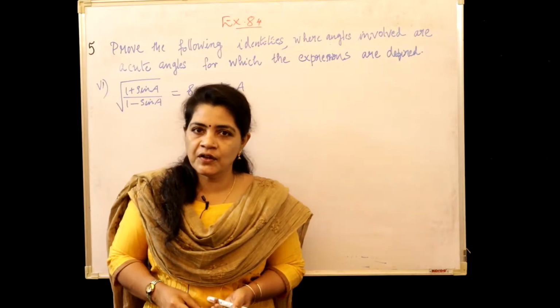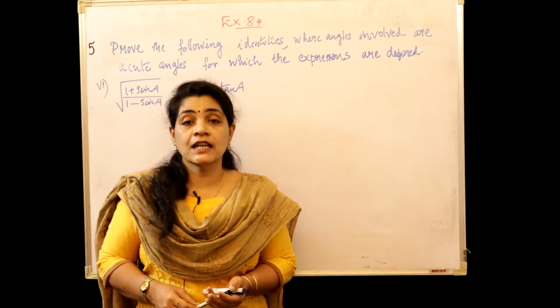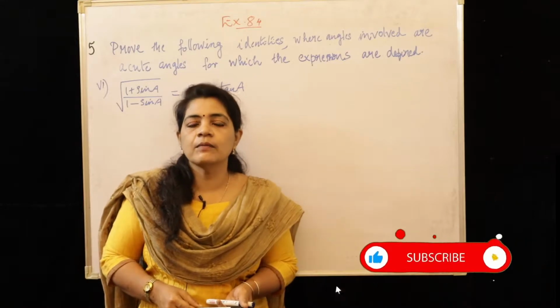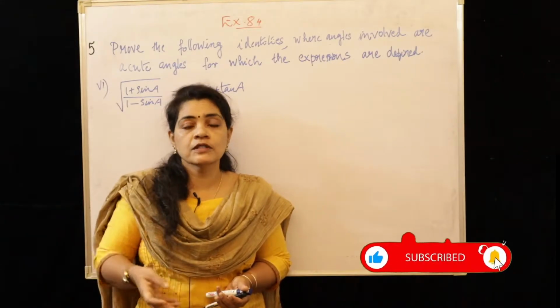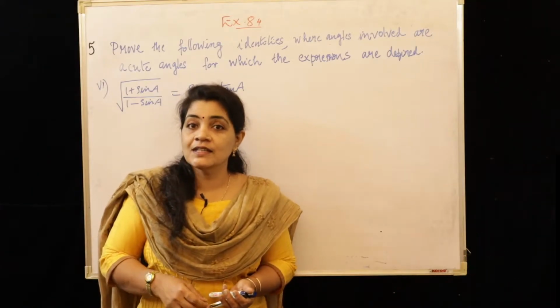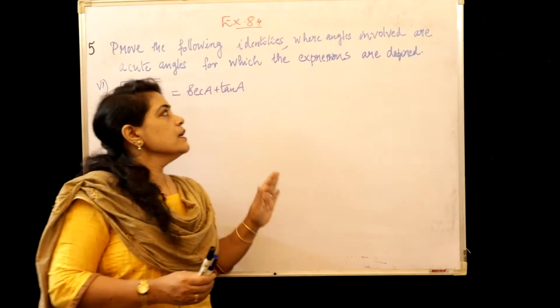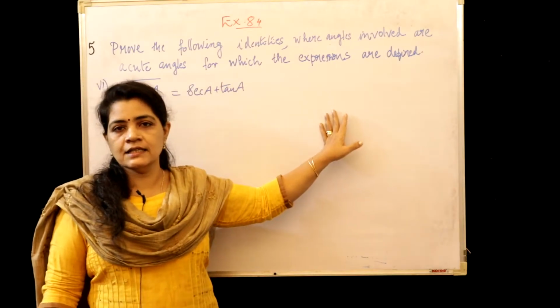In this video we are continuing exercise 8.4 question number 5. We have already completed 5 sub questions that come under the 5th question. We have 5 more sub questions, and we can start with the 6th problem. Here, prove the following identities.